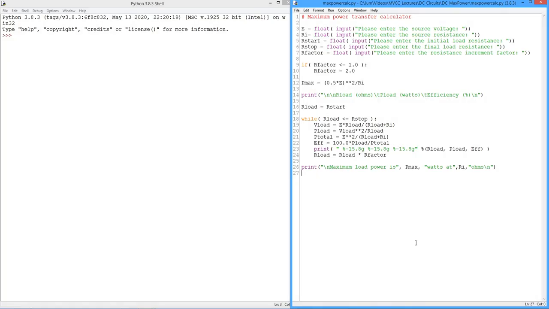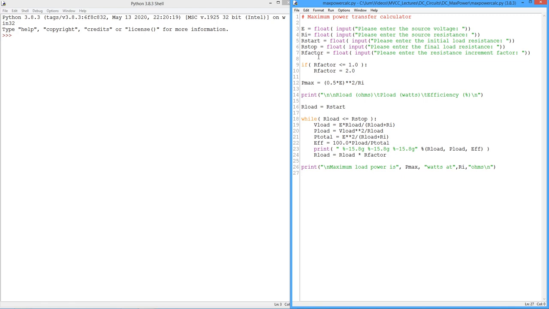Okay. What I've got now is a little Python program that's going to do a little run for us on the maximum power transfer. So what we have up here are just a bunch of input statements. I'm going to ask for a voltage source, its internal resistance, and then we're going to look for a starting resistance, an ending resistance, and then a factor, which we're going to multiply the start resistance by until we get up to the stop value.